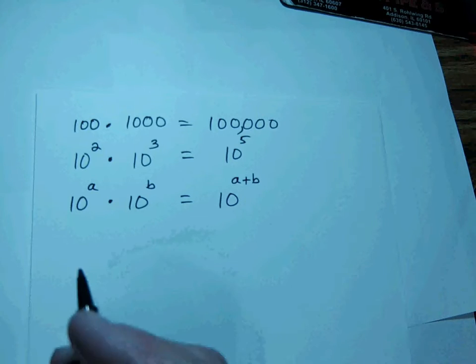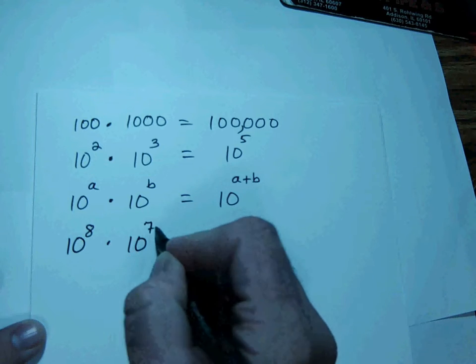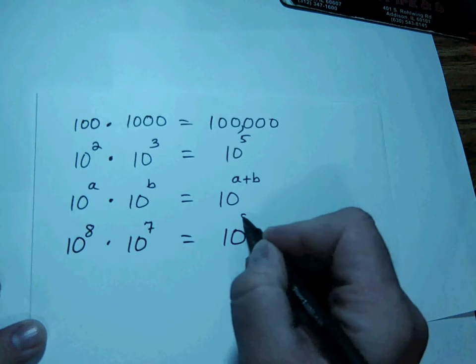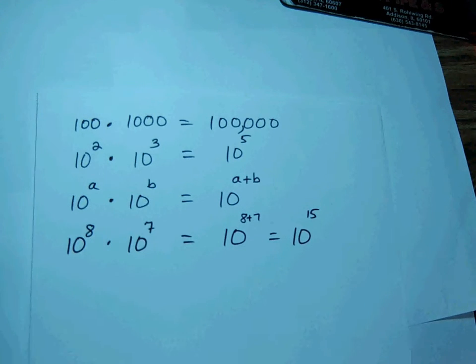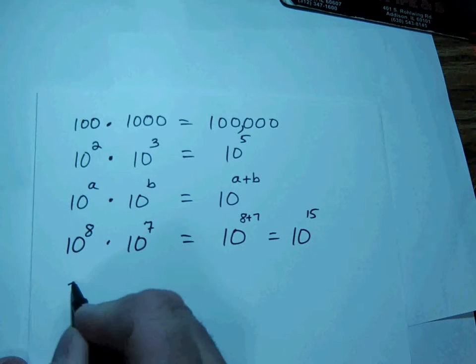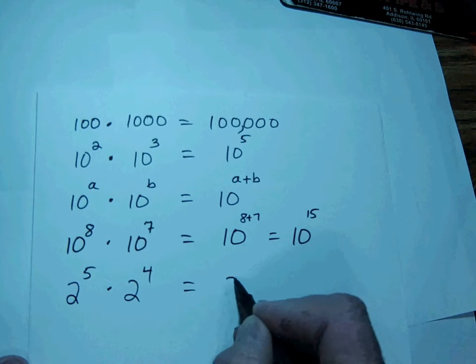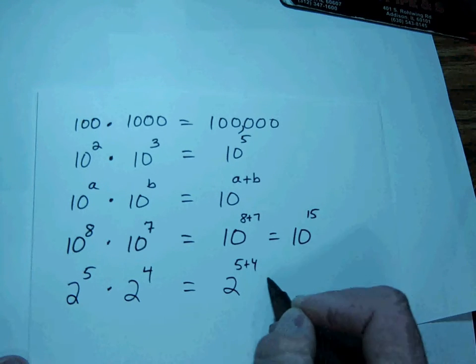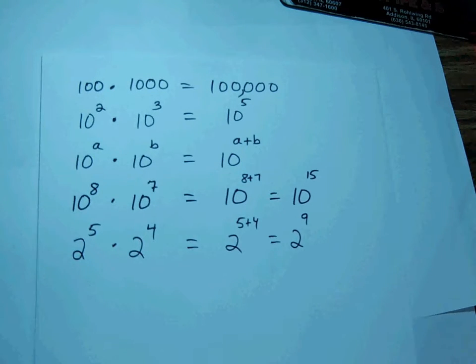Okay, let's do a few more. How about 10 to the 8th power times 10 to the 7th power? Well, that equals 10 to the 8 plus 7. That equals 10 to the 15th power. All right. Now, our book only lists 10 as the base in this section, but we'll see later in the course any number can be written this way. 2 to the power of 5 times 2 to the power of 4 equals 2 to the 5 plus 4, so that's 2 to the 9th power. Okay, any number will work for that base.